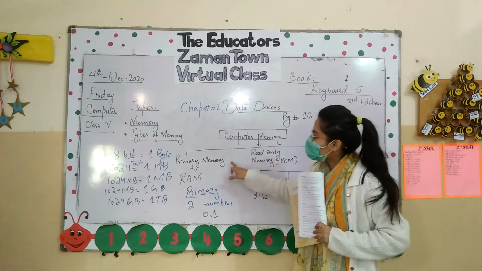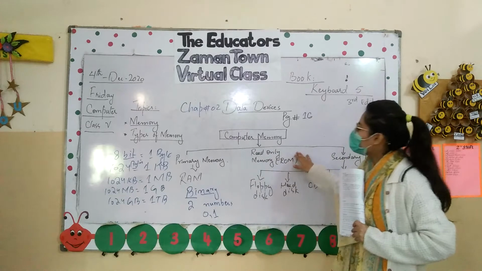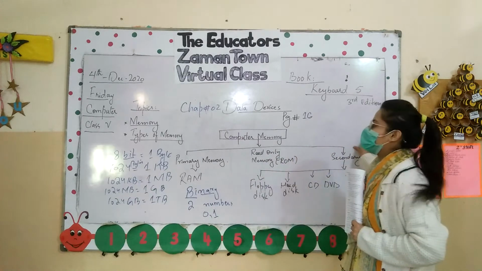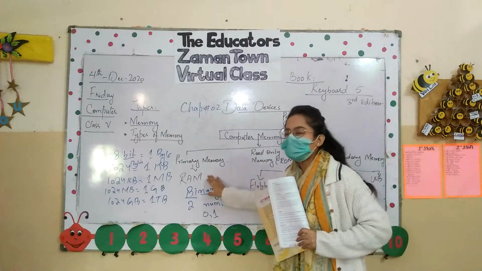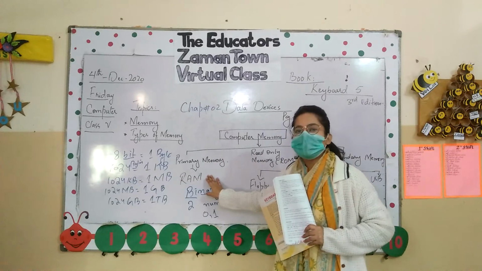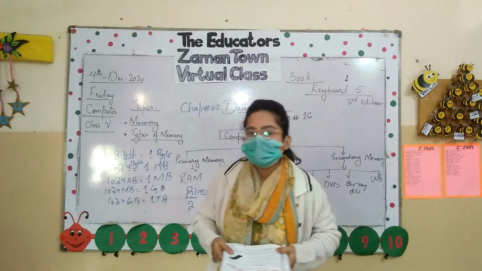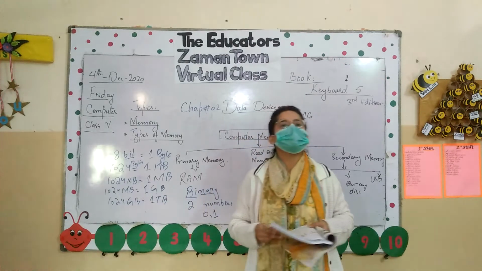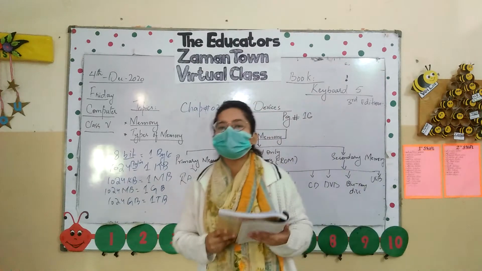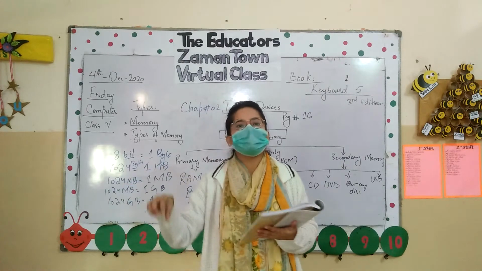After computer memory, we have primary memory, read-only memory (ROM), and secondary memory. In primary memory we have only one memory, that is RAM, meaning random access memory. What is random access memory? It is also called internal memory. Why do we call it internal memory? Because it is placed inside your CPU.